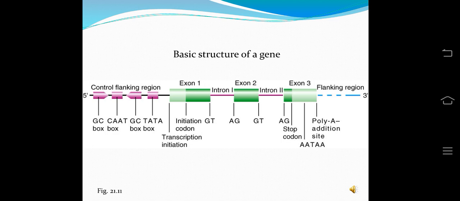The exon portion contains 3 regions initially. Here we can see a transcription initiation portion. Then the initiation codon will be there, the GT region. The same is the case with exon 3, the AG and stop codon portions. Three portions are there. Then the poly A addition site and flanking region. Which are the major portions? Exons and introns, along with some control flanking regions. Then transcription initiation, stop codon, poly A addition site, etc. can be seen.